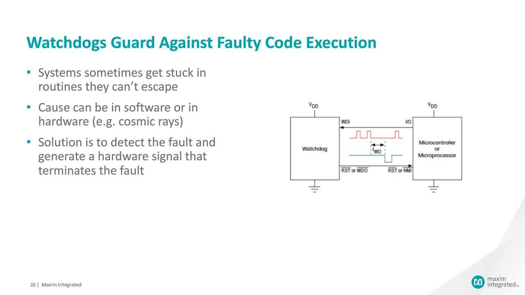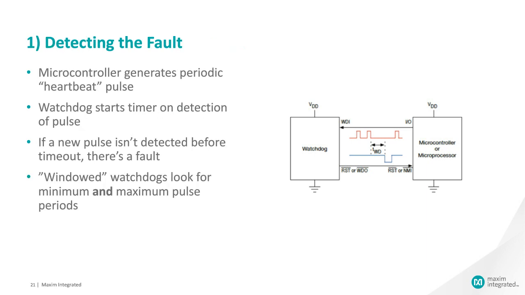So this is the first step of detecting the fault. And after a fault is detected, a watchdog will send a signal to the microcontroller to reset or to send a non-maskable interrupt to the microprocessor. The microprocessor then takes whatever action is needed to recover the system.